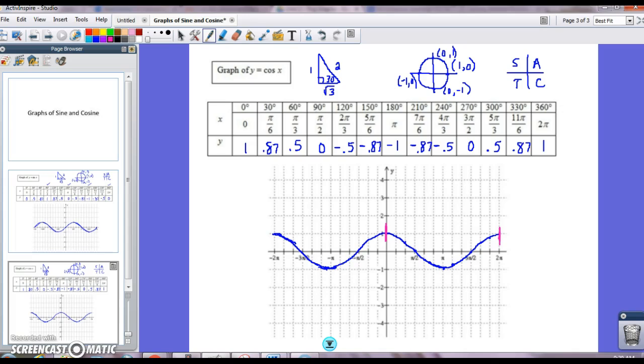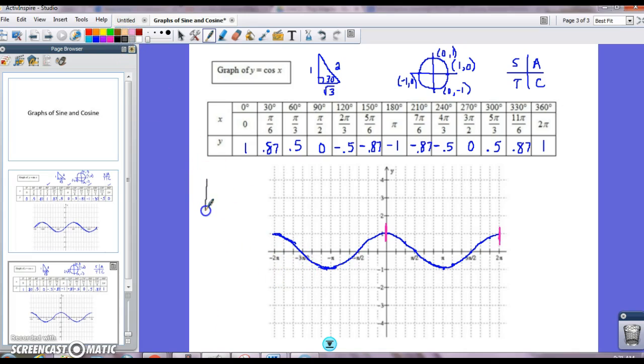Okay, so those are the characteristics of the cosine graph. Like I said, it's similar to sine in that the domain and range, it's continuous and those types of things. But your values are slightly different. They're slightly off, but it has the same look and feel as the graph of the sine function. I want you to get used to these. I want you to get comfortable with these.